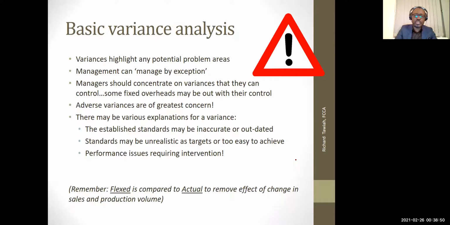So this is what we mean when we talk of flexed and then actual and then finding the variances. The variances will tell us areas we need to work on, and so management by exception. Find out why. MBE is a key term in our business language. Again, managers should concentrate on variances they can control.